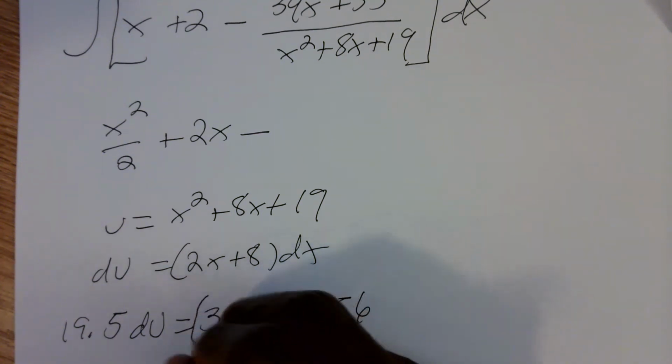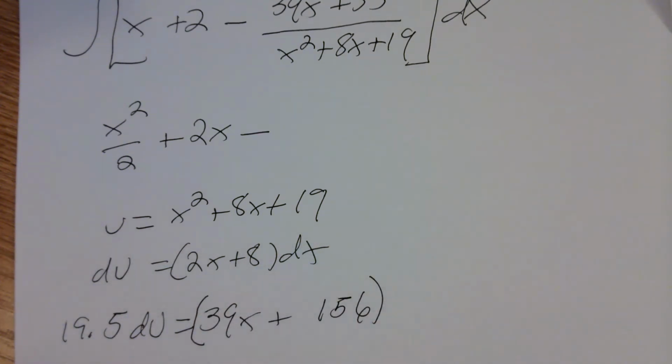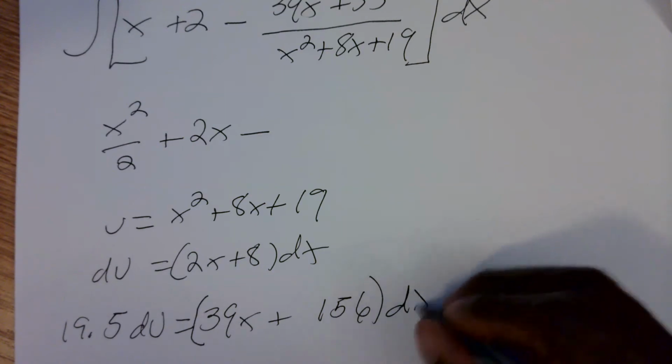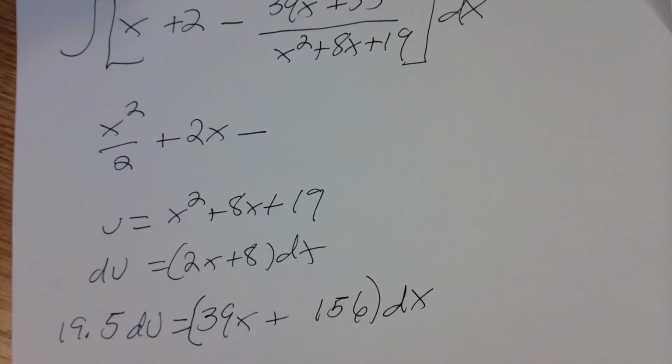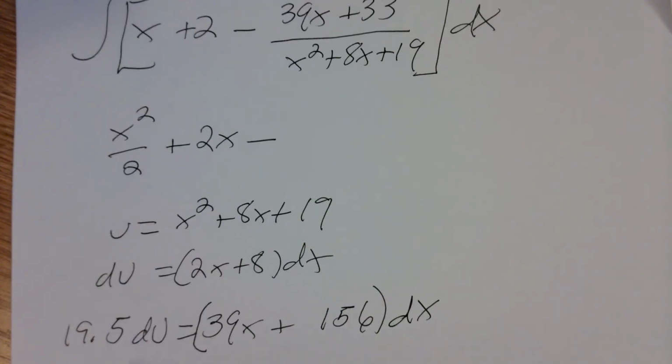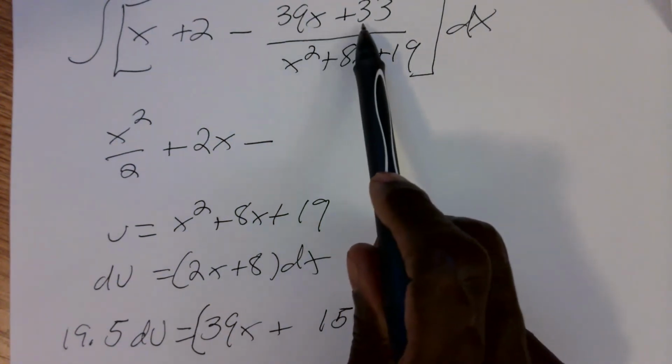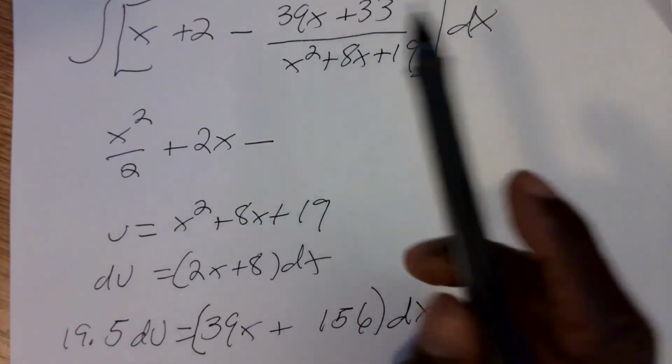All right, so 19.5 du is 39x plus 156 dx. I think I'm in pretty good shape. So again, 19.5 du would be 39x plus 156 dx. But this is 39x plus 33.